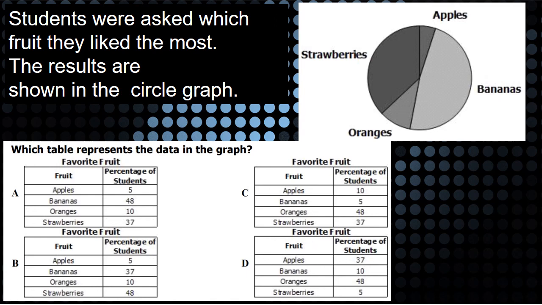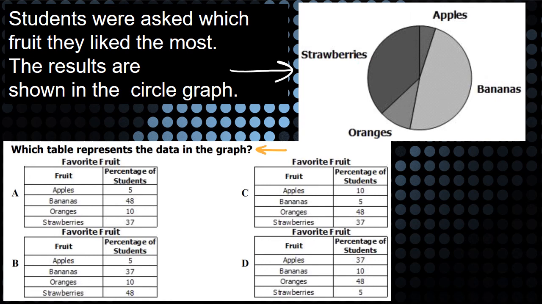So now we're given this type of question. The students were asked which fruit they liked the most, and the results are shown here in our lovely circle graph. And the question that it was asked is which table represents the data in the graph here. And so let's go ahead and take a look at the circle graph, and we're going to label these parts from the biggest part all the way down to the smallest part.